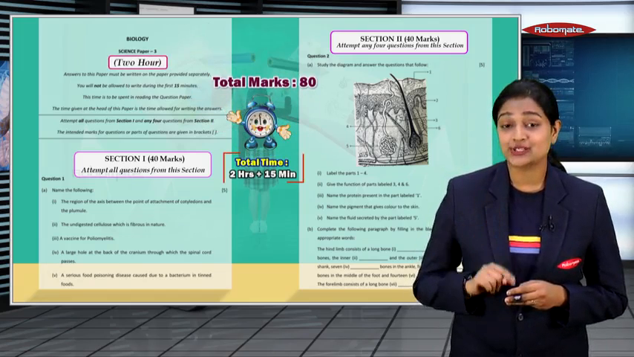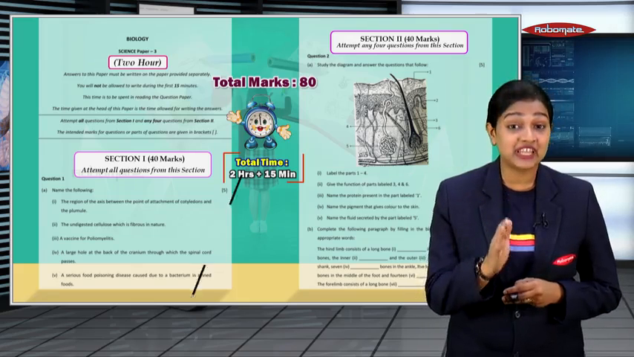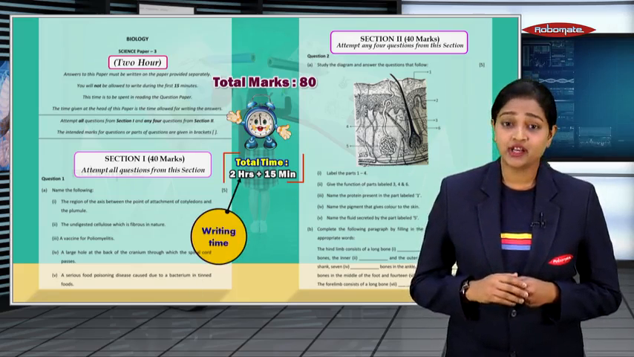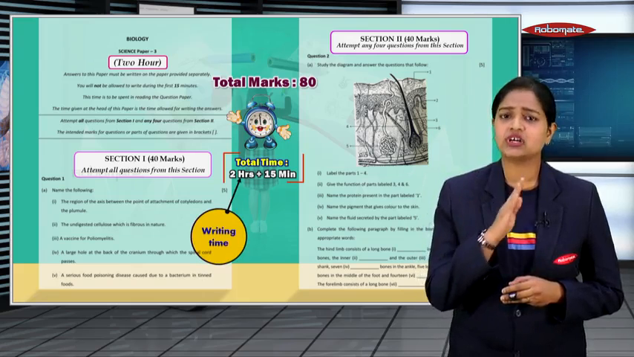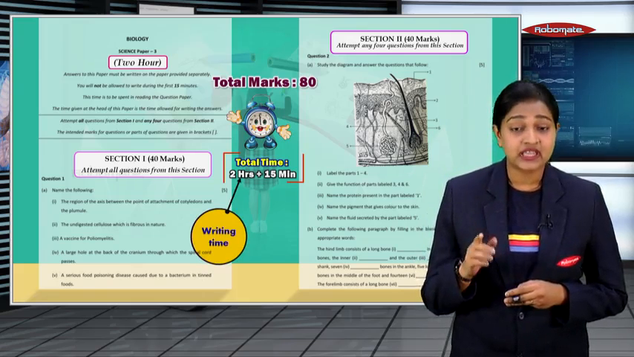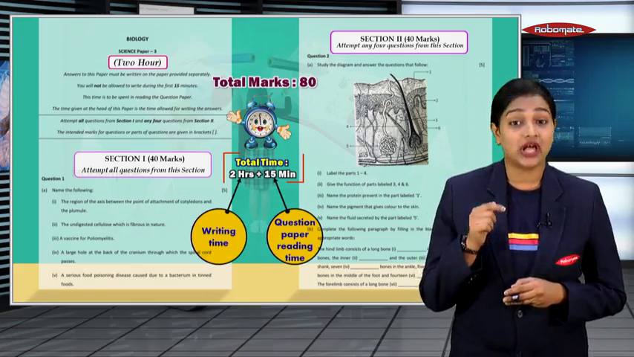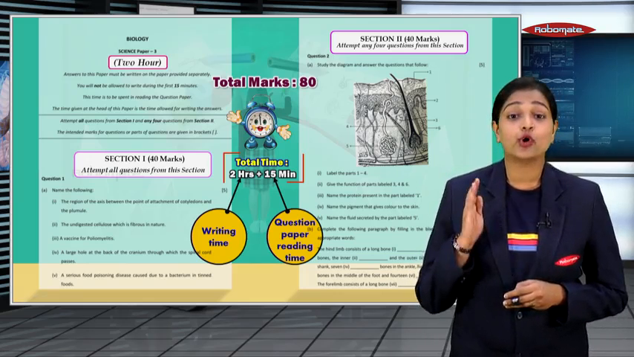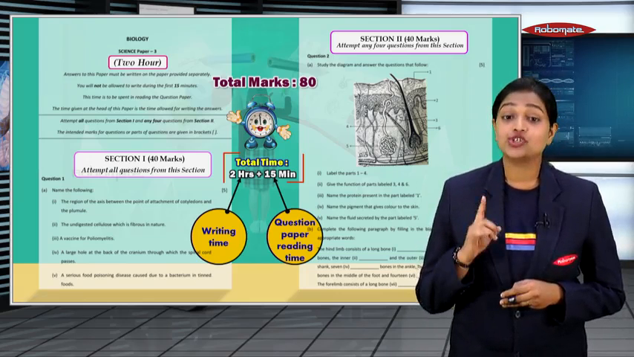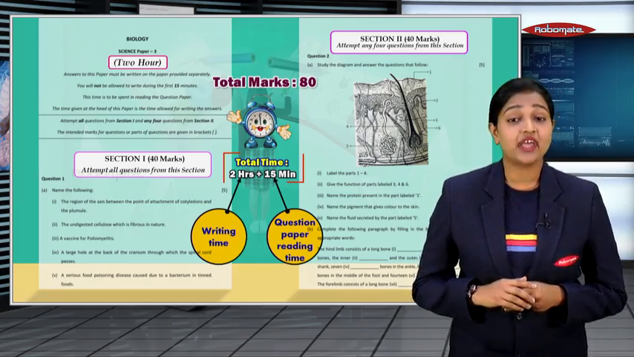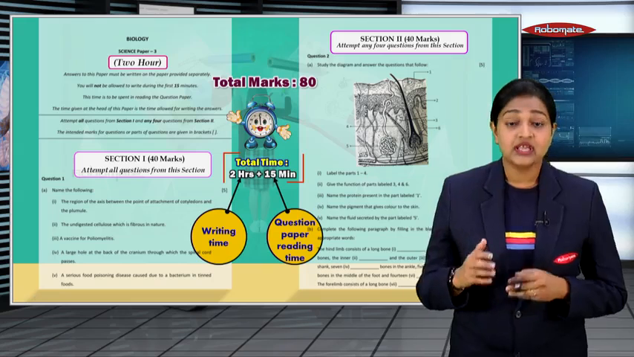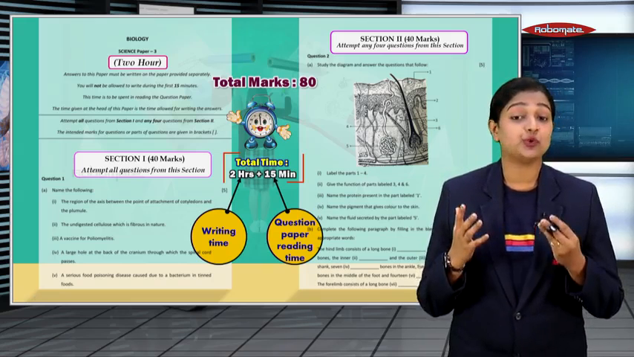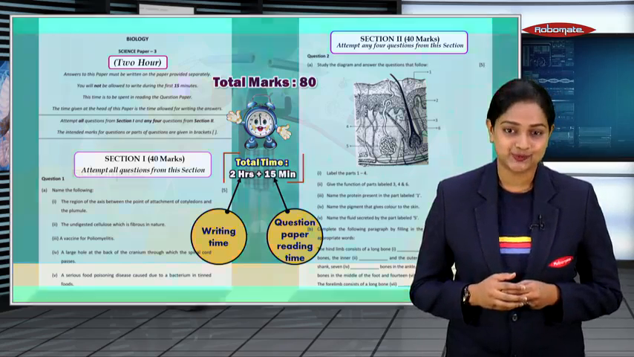But not only 2 hours, students, 2 hours 15 minutes are allotted, where the 2 hours is for you to completely write the paper and the 15 minutes is allotted before you start writing the paper, and that is for question paper reading. Question paper reading time means you just go through the paper and see what all questions you have to attempt in section 2.